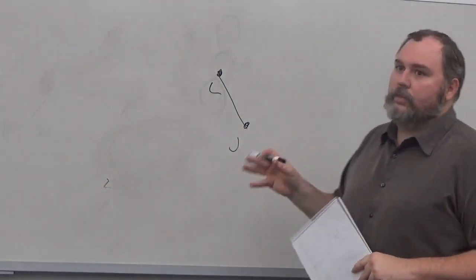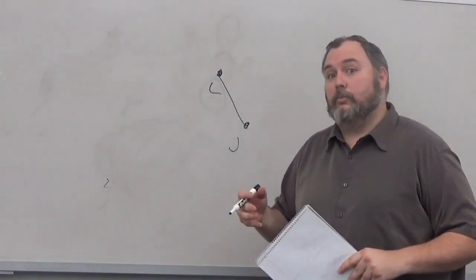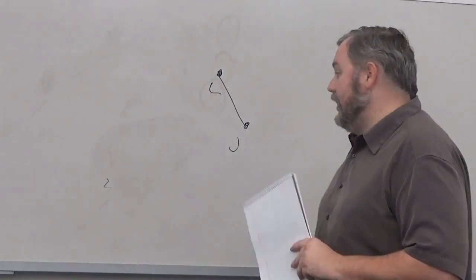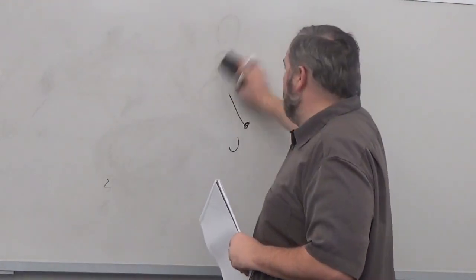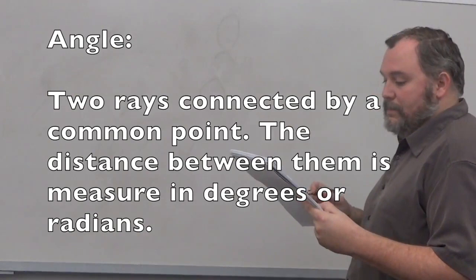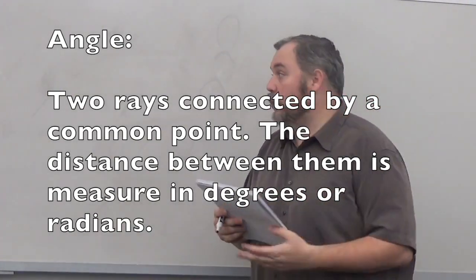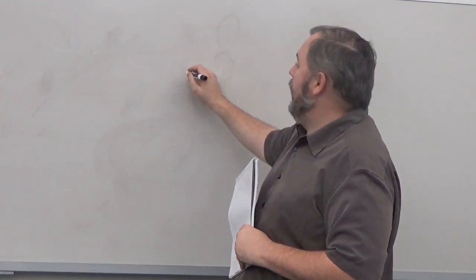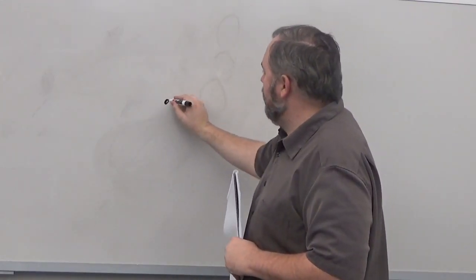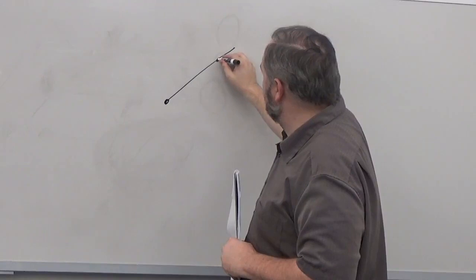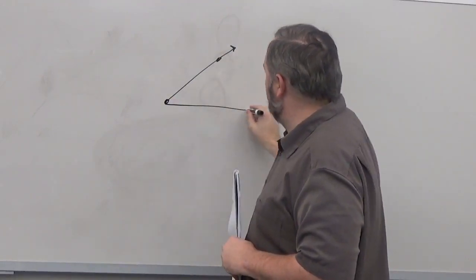Alright, now these are some basic terms that lead us to something that's really more important that I'm interested in, and it's angles. So, angle. 2 rays connected by a common point. The distance between them is measured in degrees or radians. So, we have 2 rays that are connected by a common point. It would look something like this.